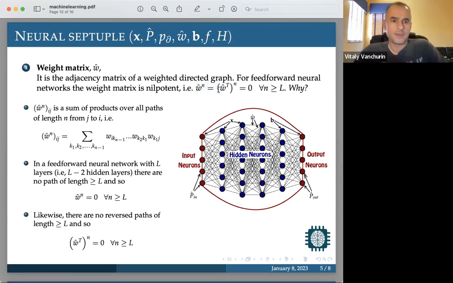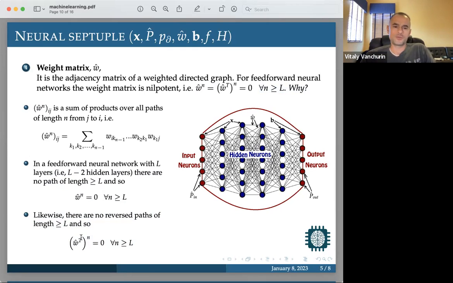Okay, so this is pretty much summarizing what I just said. When you raise to the power, each element of W to the nth power, ij, is a sum of all possible paths between j and i. And if there are no paths longer than some number n, then this sum has to be zero. This is what you will get in the feed-forward structure, where all of the directions point in one way. Okay, so this is again the statement.